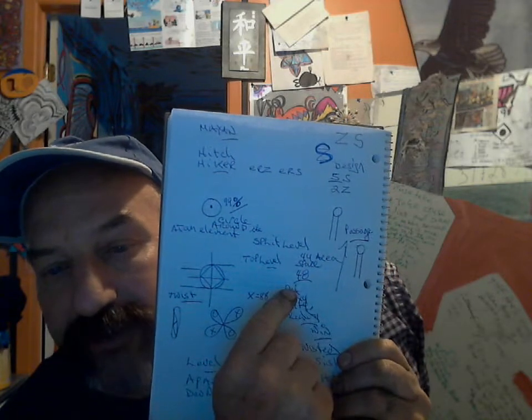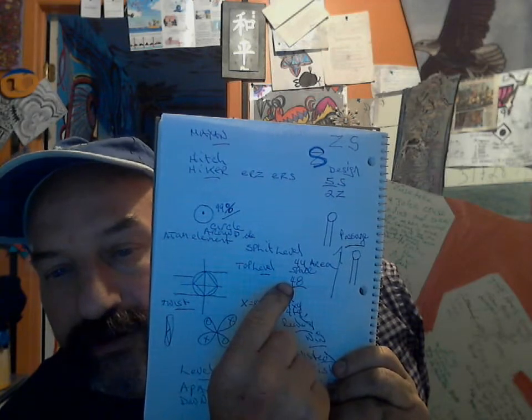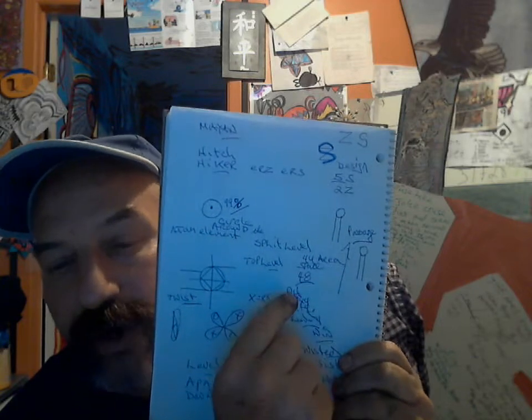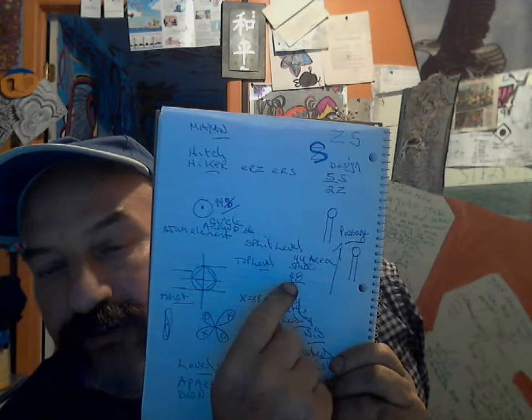F is 6 times 8. 6 times 8 is 48. 4 times 12 is 48. So it all works between the difference. Now if we want to figure out the difference between 48 and 6, the answer is 42.